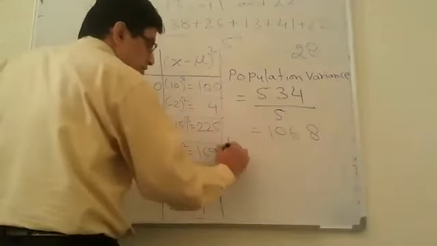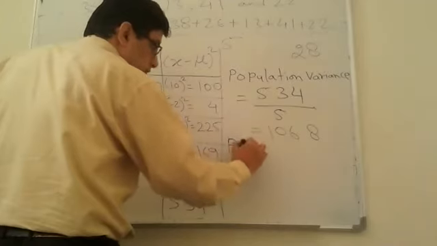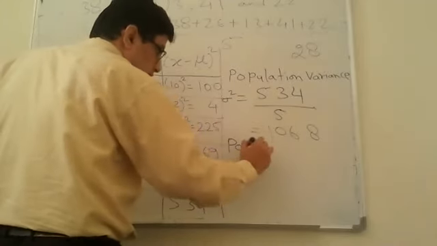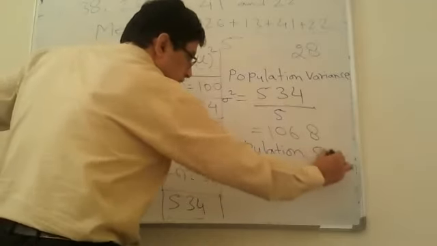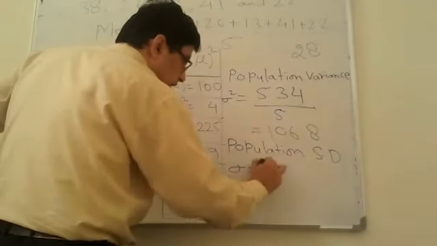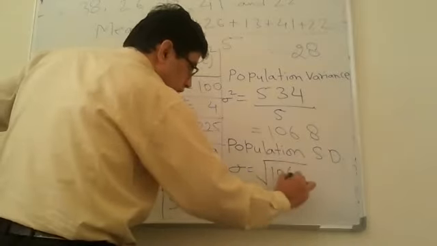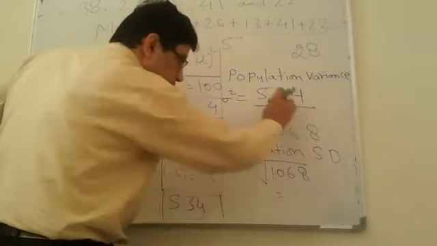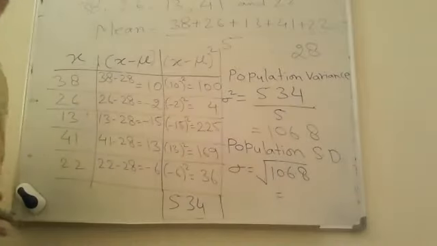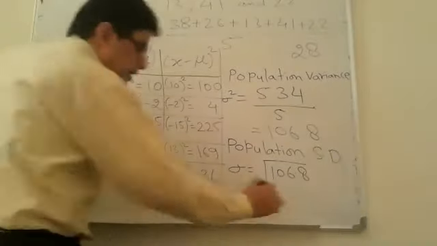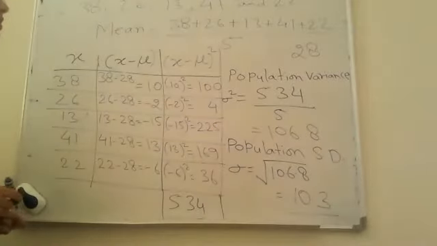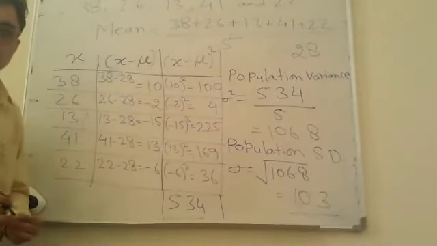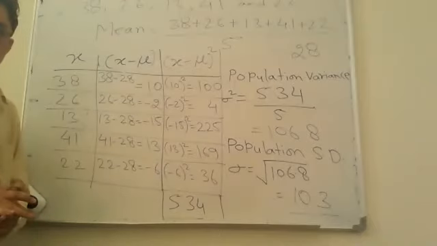Population standard deviation: the square root of 106.8. As I already told you, you only have to take the square root. This is 10.3. That's it. This is very simple. Just check, and take a photograph if you need.